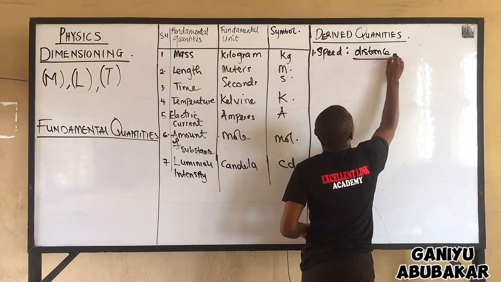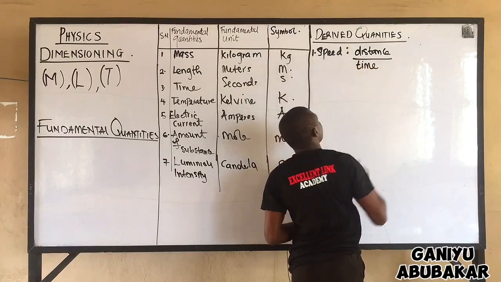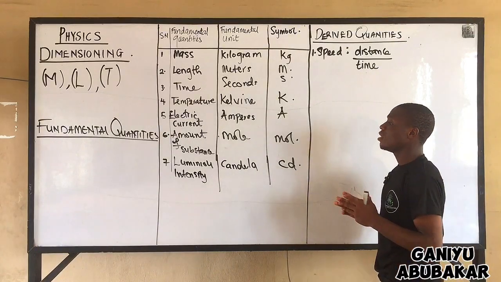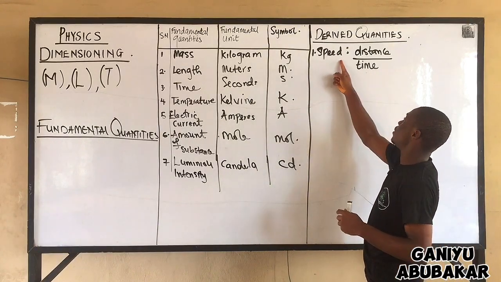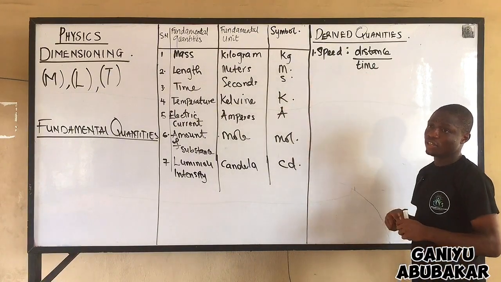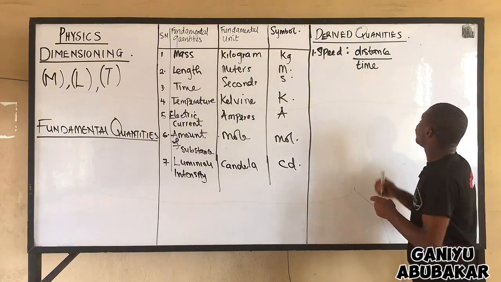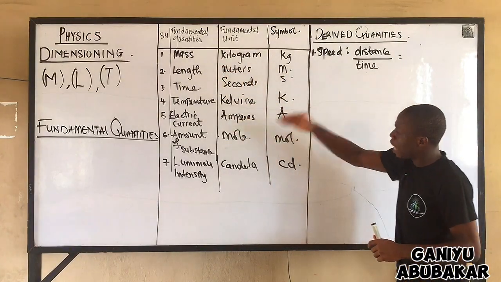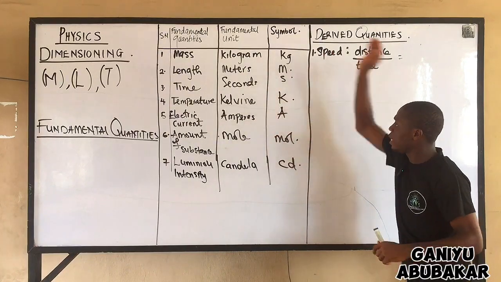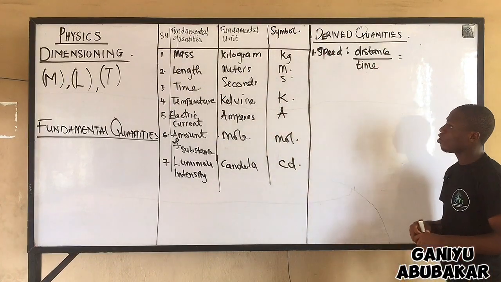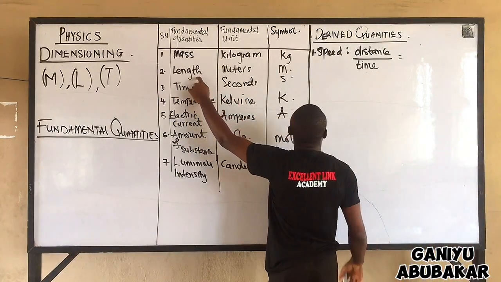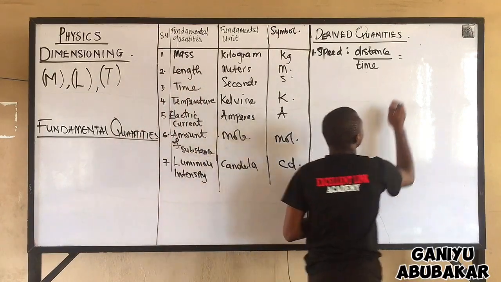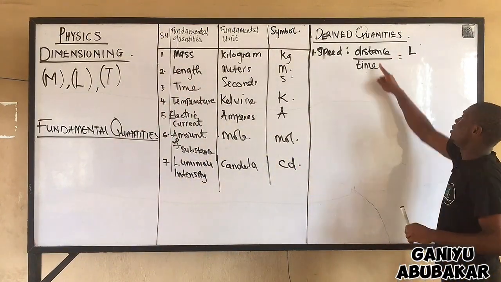Distance all over the time taken. Of course, look up please. Now, the idea is that I'm going to express this derived quantity in terms of fundamental quantities. I'm having distance. Which one among mass, length, time, temperature, electric current (ampere), and amount of substance talks about distance? Of course, that's length. So I'll use the initial to represent them. That's L for length. So I'll have L as my dimension for distance.